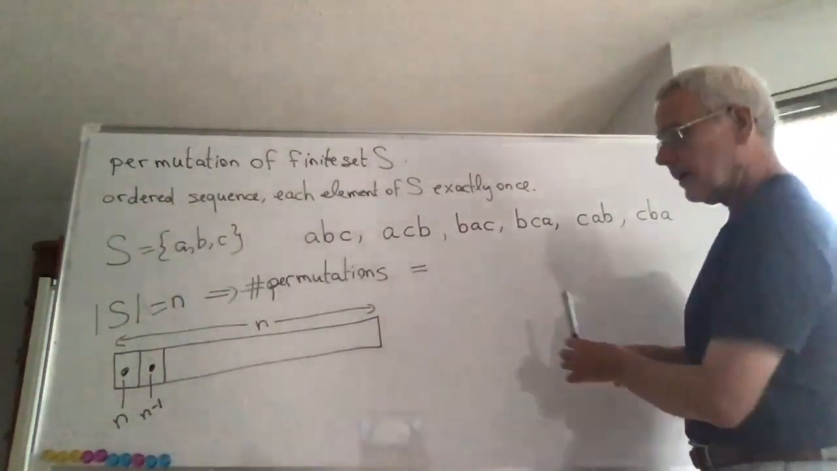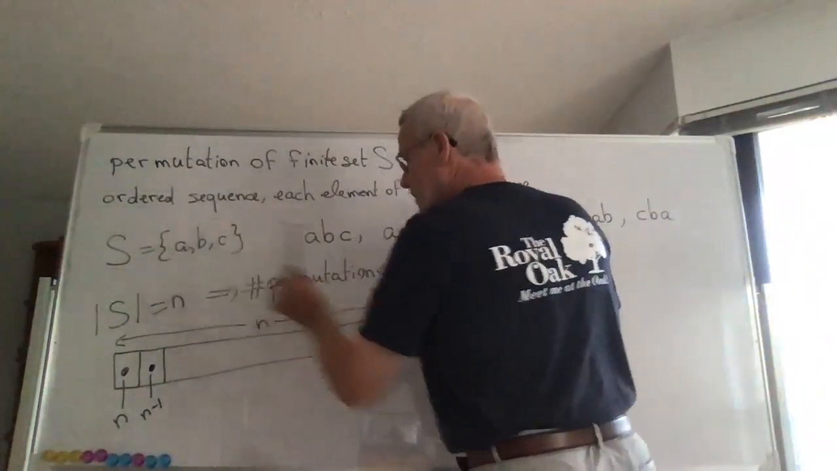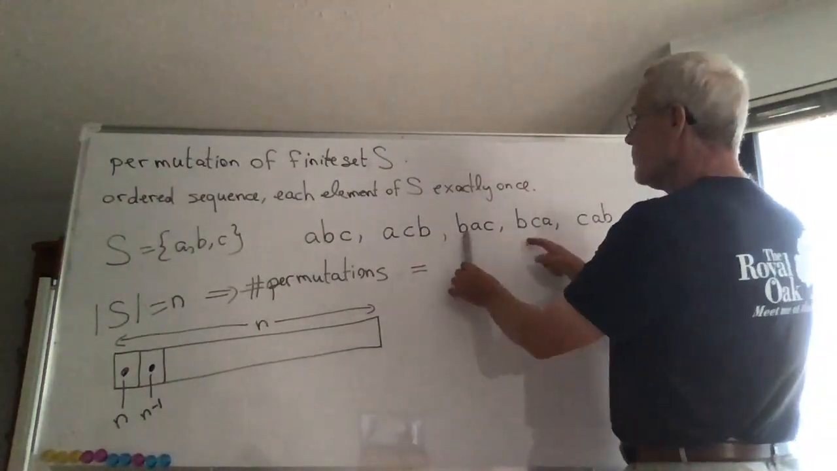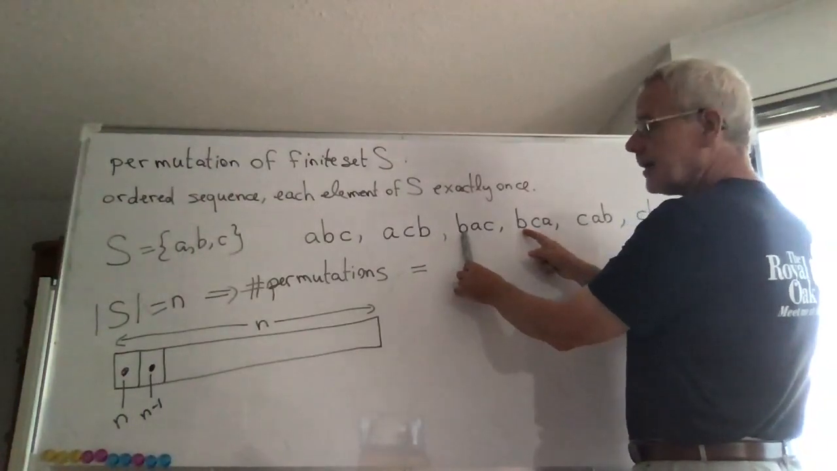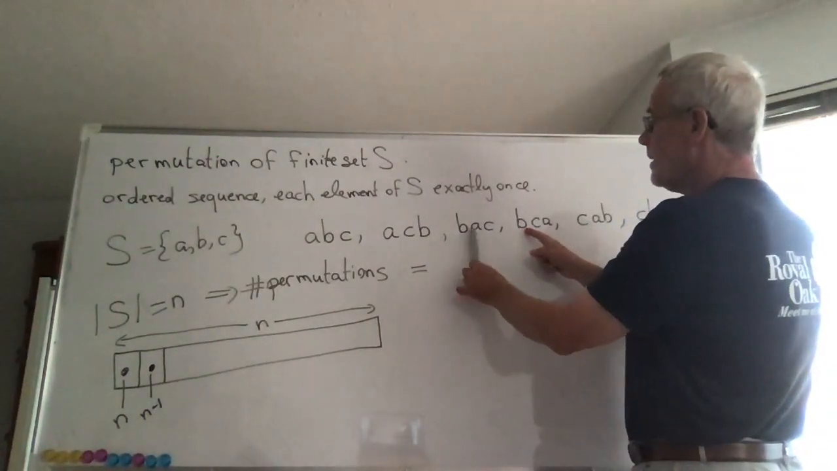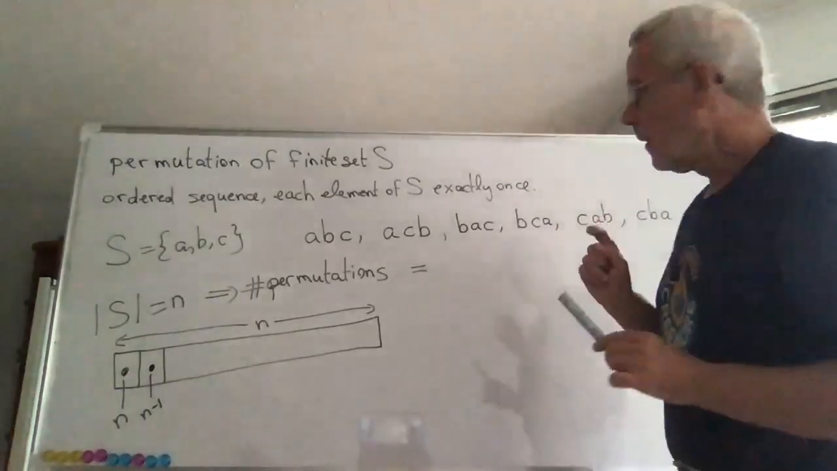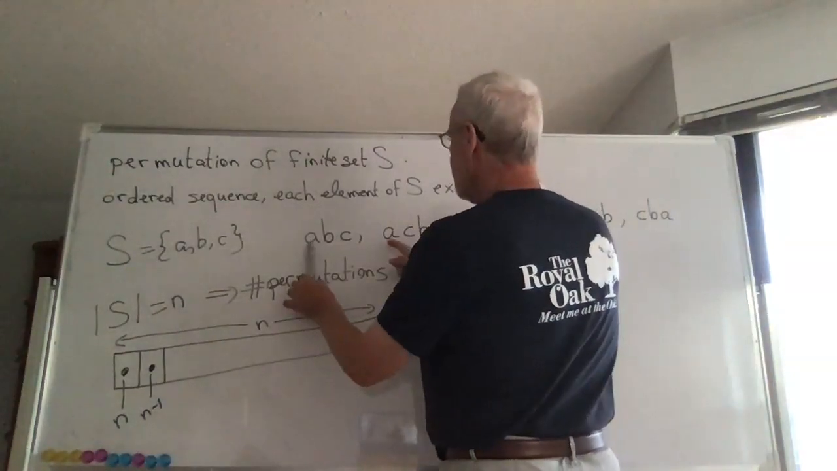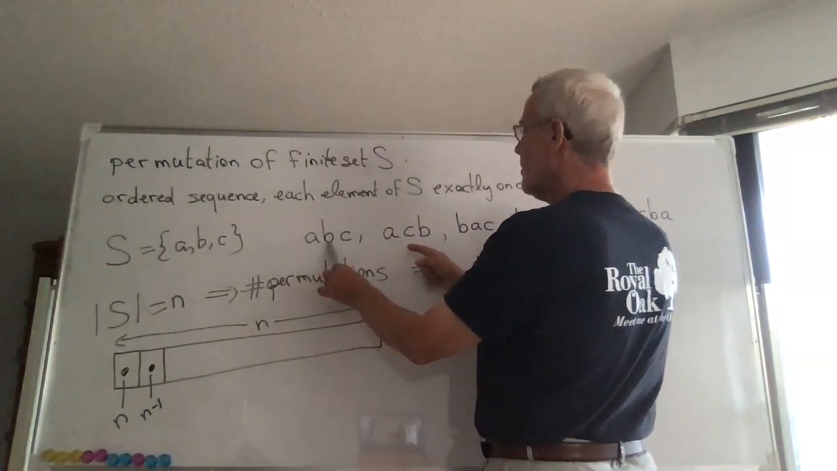For example, if S has size 3, suppose for the first position we chose a B, then in the second position we either write an A or we write a C. If we decided to go for the A in the first position, then the second position is a B or a C.